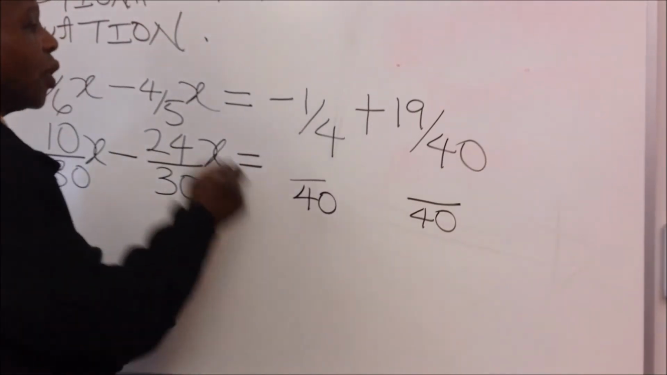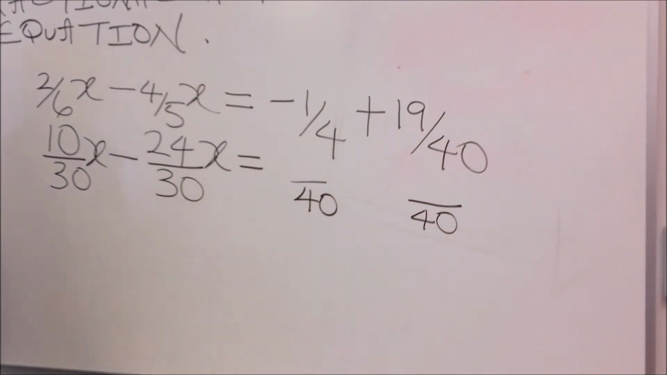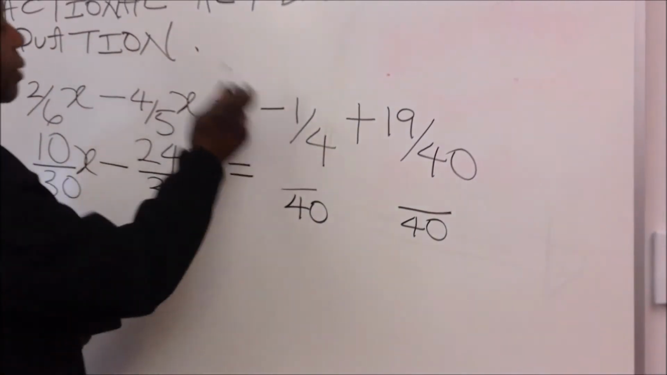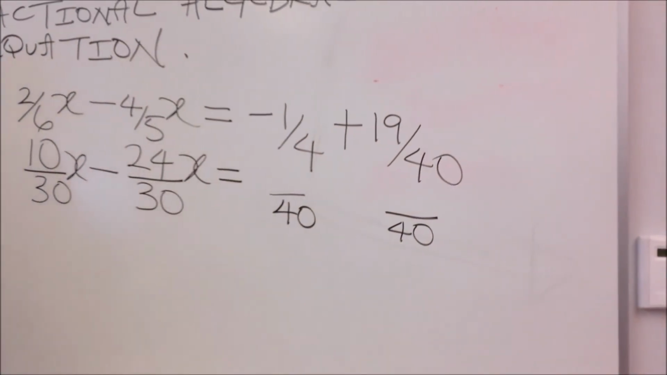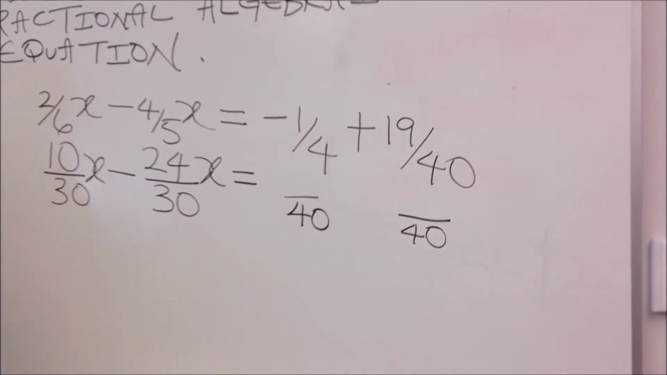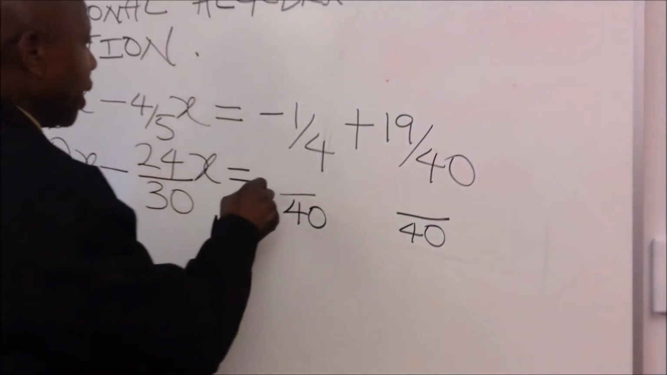So how many times will 4 go into 40? 10 times. What is 10 times negative 1? Negative 10, Ms. Jasmine, of Houston, Texas. Thank you very much. Negative 10.